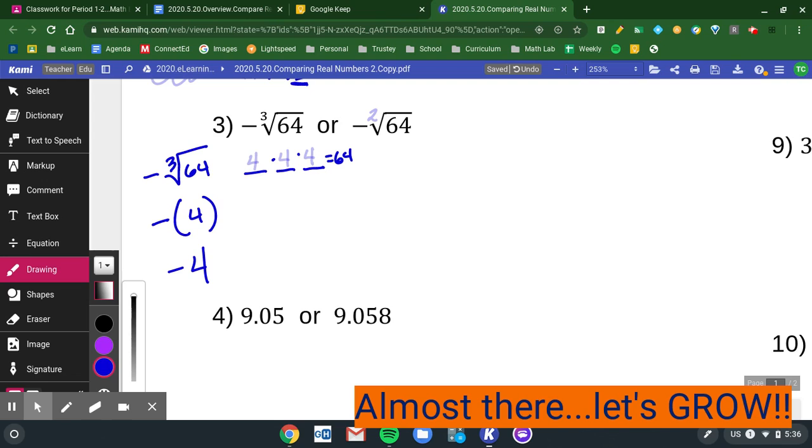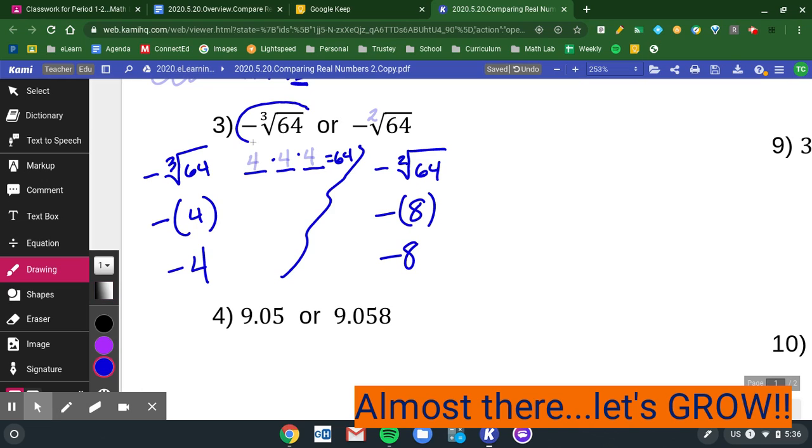Now let's go ahead and examine that in comparison to the opposite of the second or square root of 64. Well, the square root of 64 is 8, and the opposite of 8 would be -8. Now remember, we're comparing negatives here. Which of these numbers is greater? Not that either of these numbers is a good amount of money, but if it were money, I would much rather have the opposite of the cube root. I'd much rather have -4 in debt than -8 in debt.